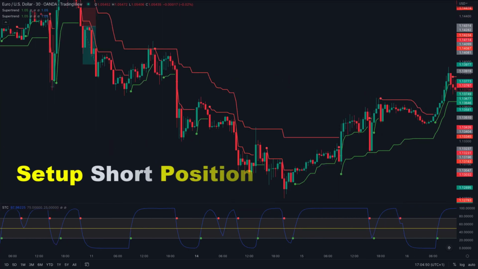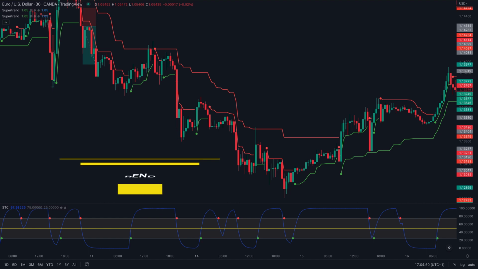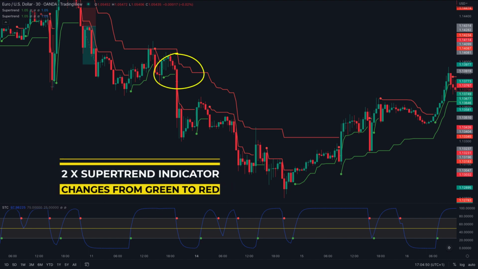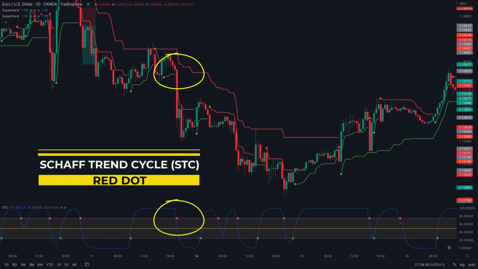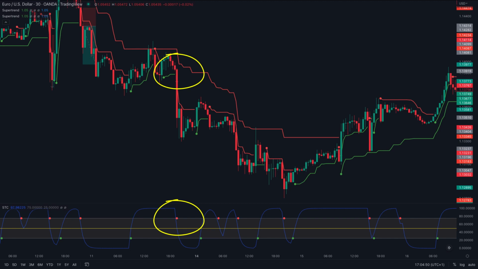The rules for a short position are the opposite. First, wait for Supertrend changes from green to red. Now, both Supertrend indicators are red. Second, at the same time, we need a red dot on the STC indicator.